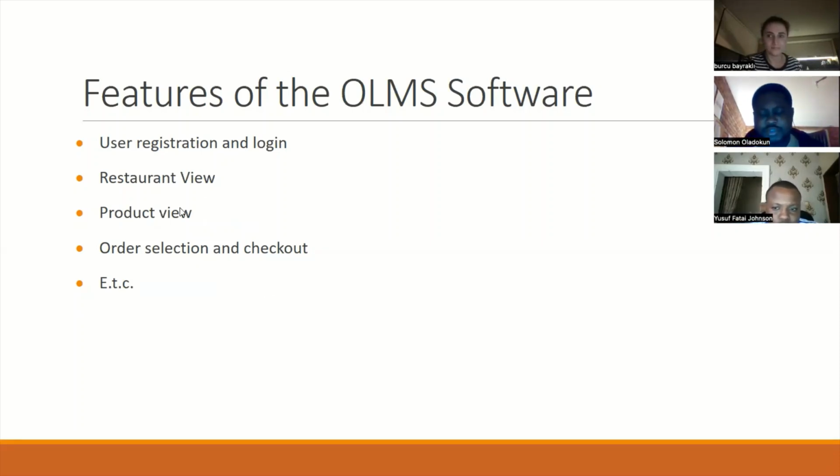I'll be taking us through the features of our OLMS software. For users to be able to make orders and have their orders registered, they have to register so that they'll be able to log back into their account. Users can view restaurants, pick from restaurants, view the products on those restaurants, select their orders, and then check out. So let me show a brief demo.